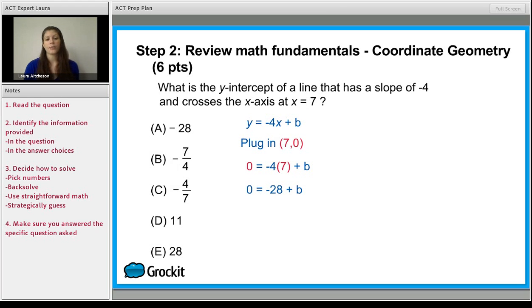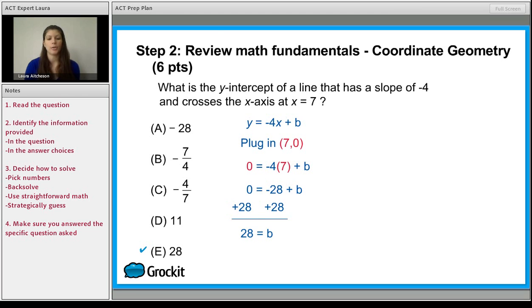they gave us the slope, we plugged into the standard equation of a line, but where did the 0 come from? Make sure you're thinking in your mind, okay, when it's crossing the x-axis, the y value has to be 0 because it's sitting right on the line. It's not going up or down in any direction. So for coordinate geometry and plane geometry, look at the formulas that you need to memorize, put those in your head, and practice questions.